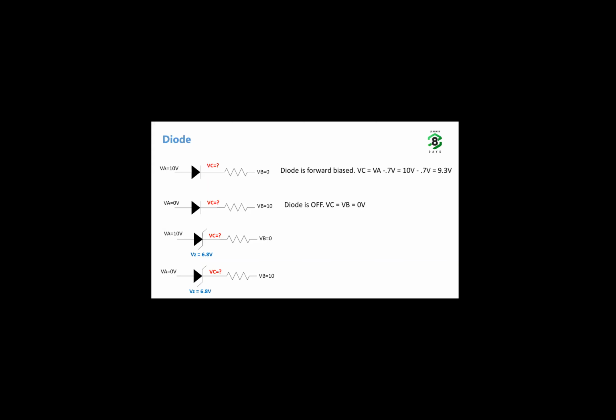So the third case is, if you see the Zener diode in forward bias condition, its characteristics are identical to the regular diode. So what will be the voltage? It's again the same 9.3 volt. And for the fourth case, since it's a Zener diode in reverse bias, the voltage gets clipped at 6.8. So the VC will be 6.8.